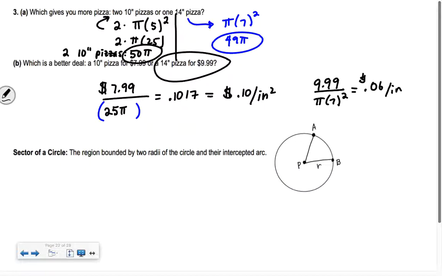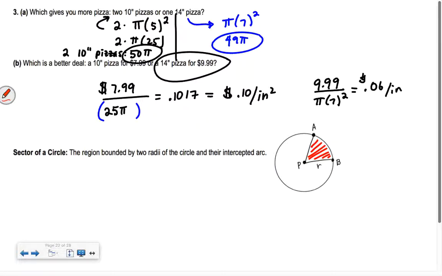All right, so the sector of a circle. So it says the region bounded by 2 radii of their circle and their intercepted arc. So a sector is going to be like kind of like a piece of a pie, like PIE. And you're like, ooh, I want to eat that piece of pizza. That's a sector. Okay. So I'm often going to ask you to find like the area of a sector, and it's going to be very similar to what we did before.